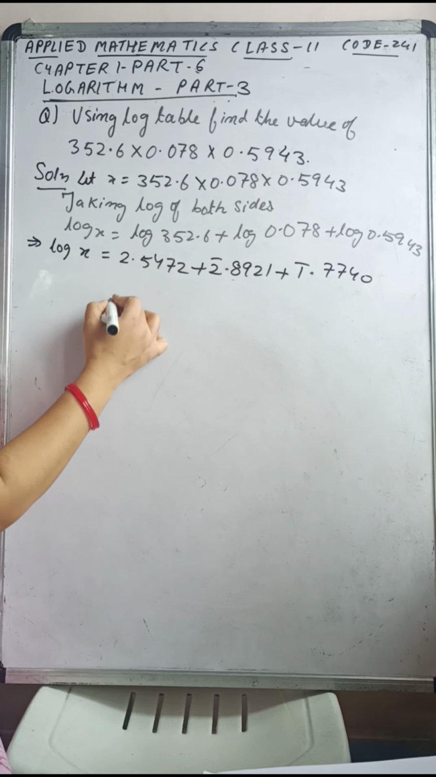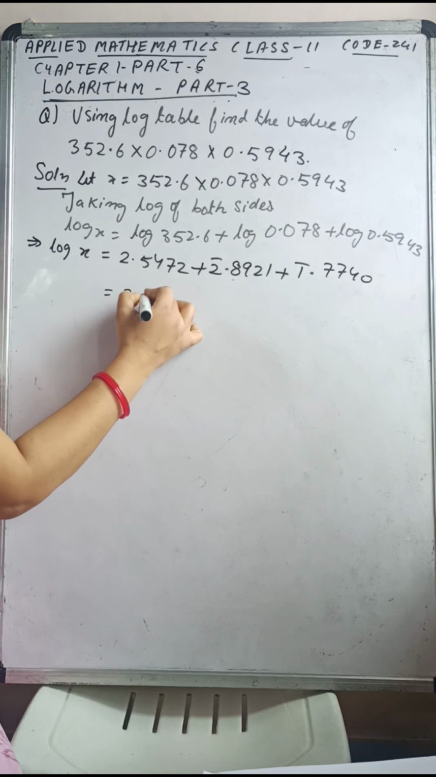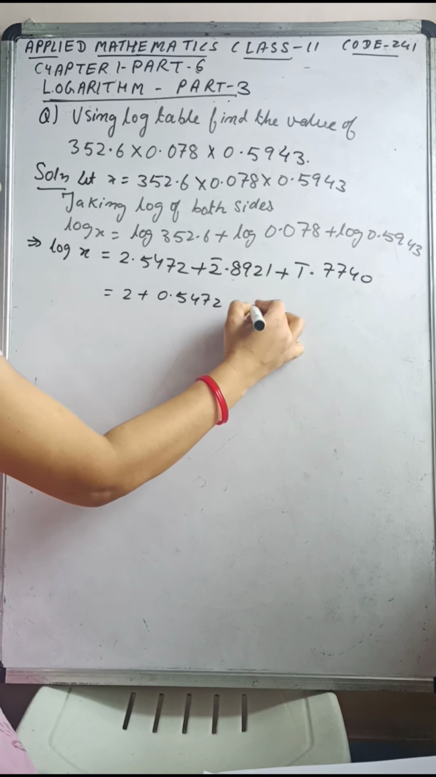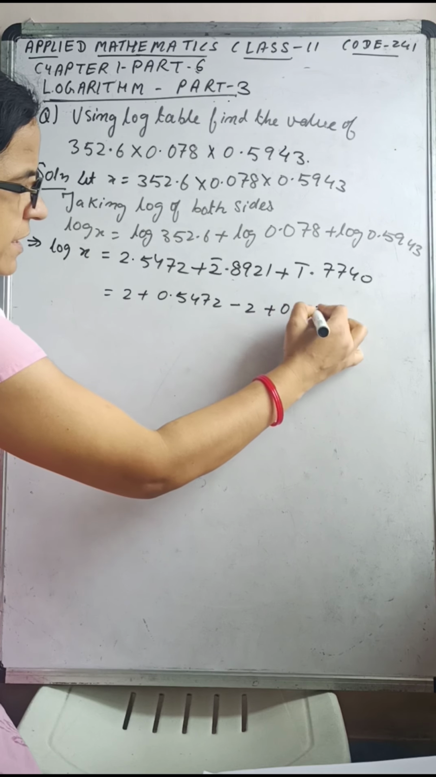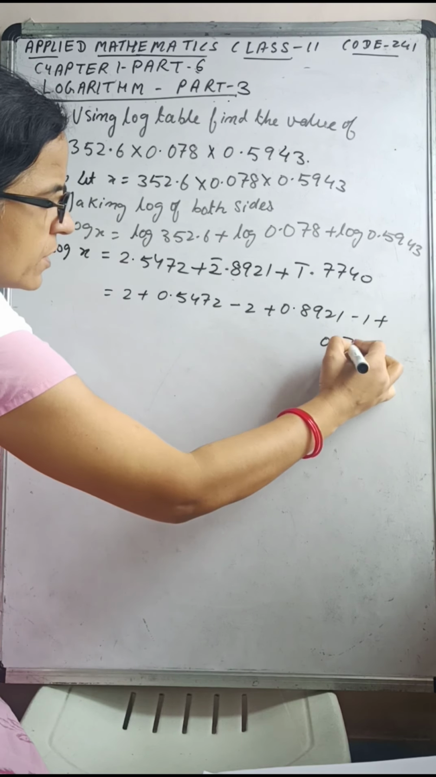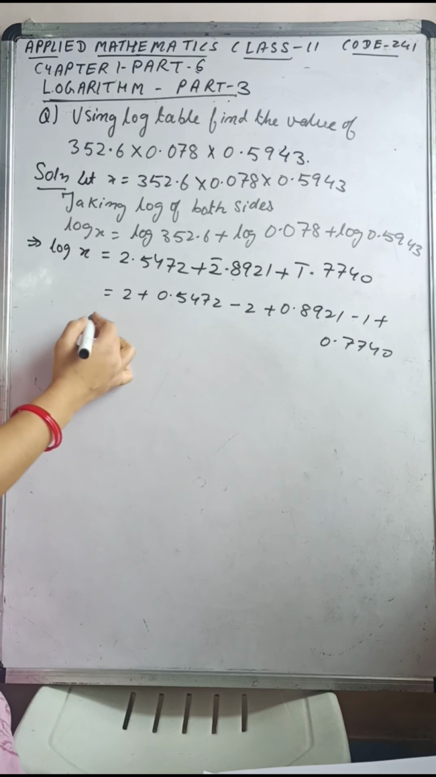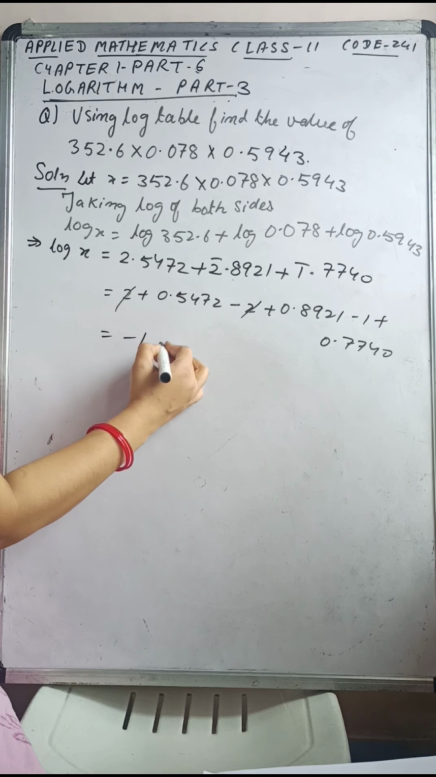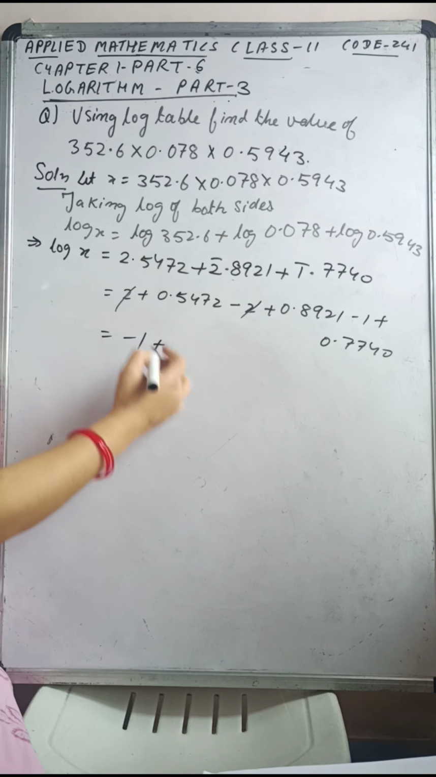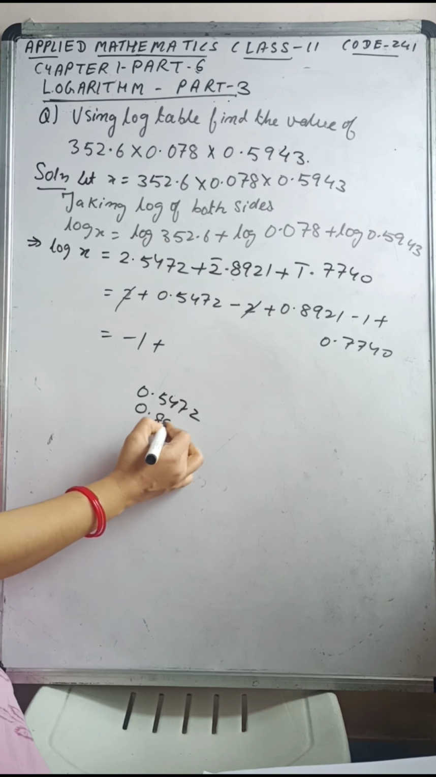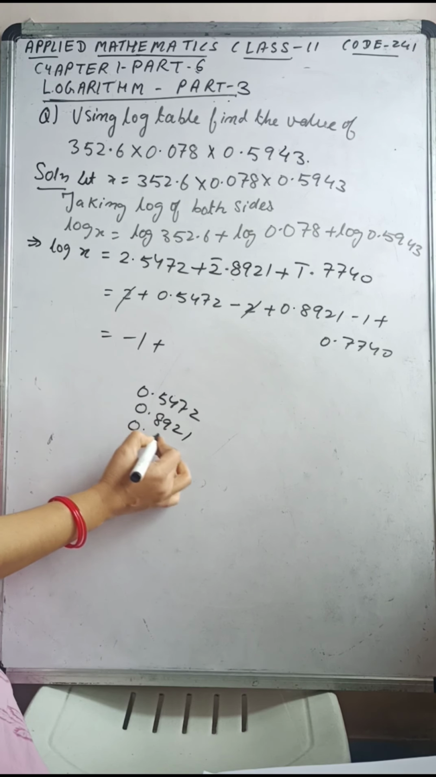So now we have to calculate this value. So this we can write as 2 plus 0.5472, minus 2 plus 0.8921, minus 1 plus 0.7740. Let us add this. 2 minus 2 is cancelled, so we are getting minus 1 plus 0.5472, 0.8921 and 0.7740.